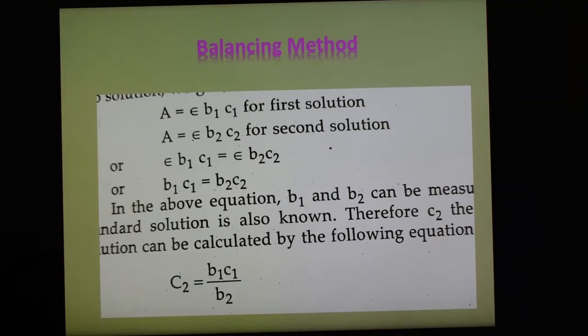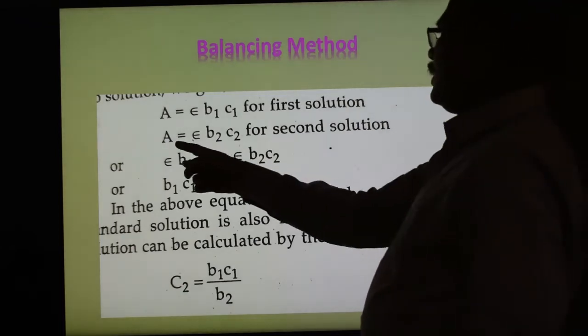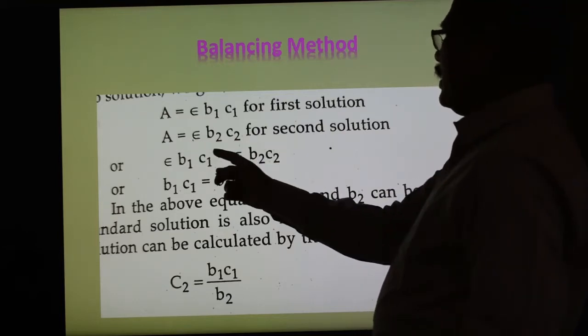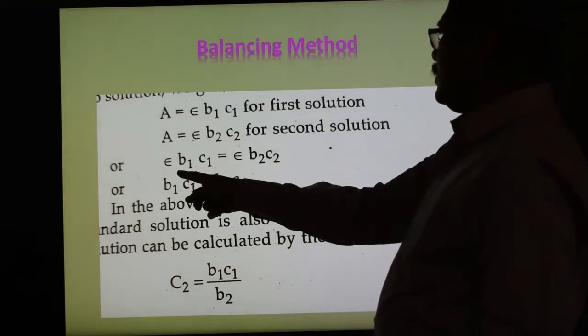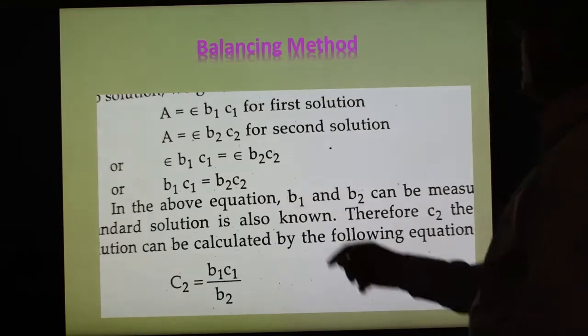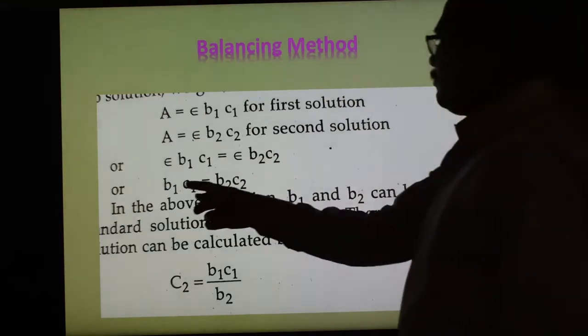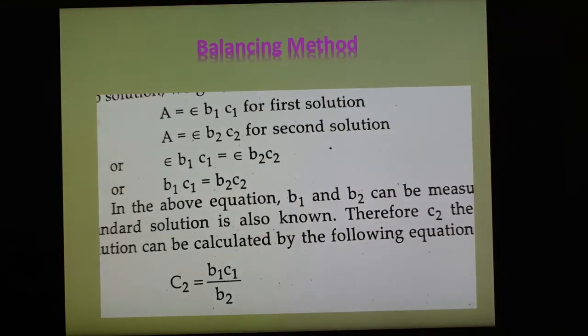We have to take two solutions. For the first solution, the Beer-Lambert law equation is A = εB1C1, and for the second solution A = εB2C2. Therefore we can write εB1C1 = εB2C2, or B1C1 = B2C2. From this equation, B1 and B2 can be measured, and C1, the concentration of the standard solution, is also known.